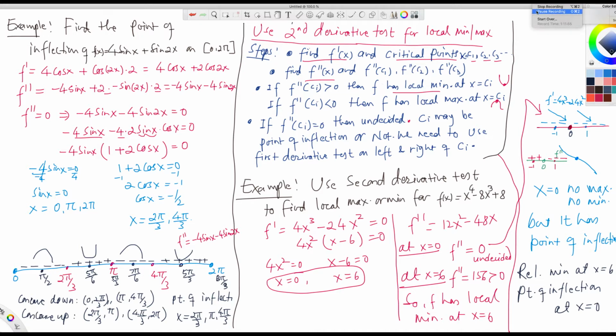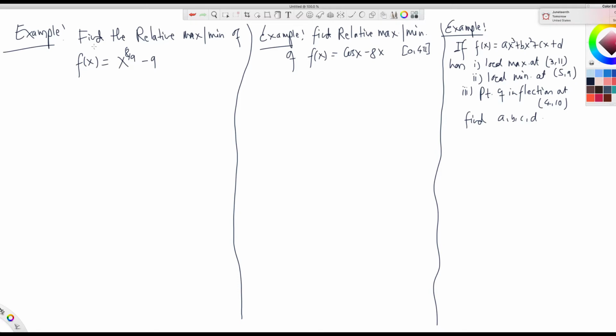Okay, let us look at this example, similar to the previous one, but it has a fraction in the exponent. So first we need to find out the critical numbers, right? What is f prime? It's 8 over 9 x to the 8 over 9 minus 1, minus 0. So that will be 8 over 9 x to the, what is 8 over 9 minus 1? That will be negative 1/9, right?